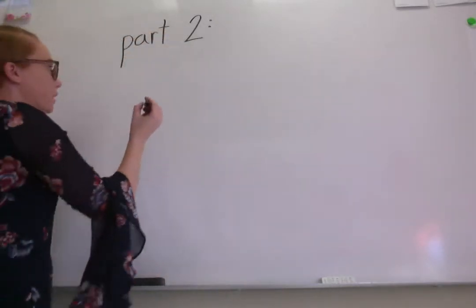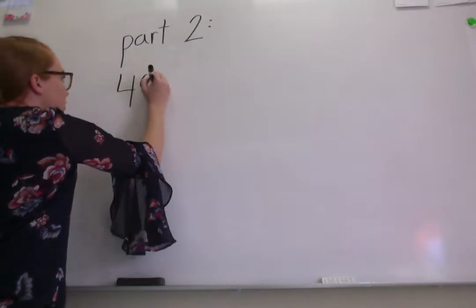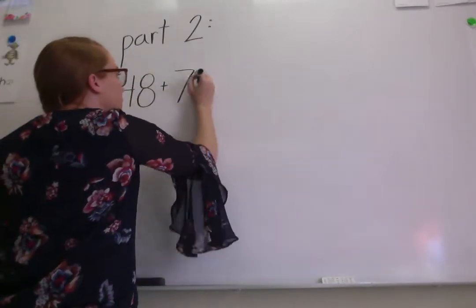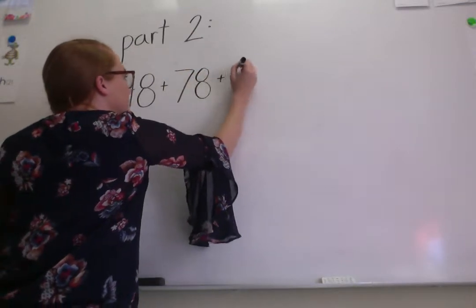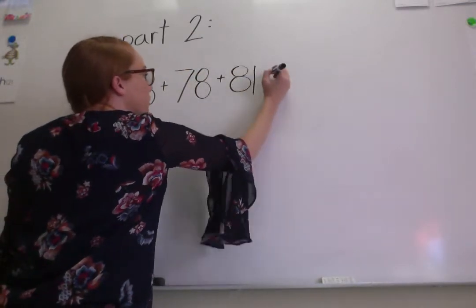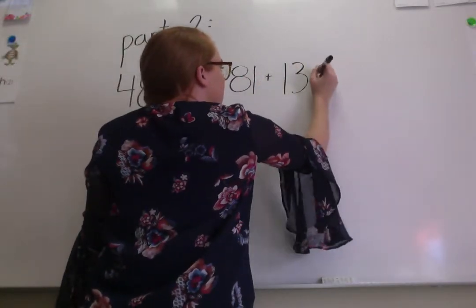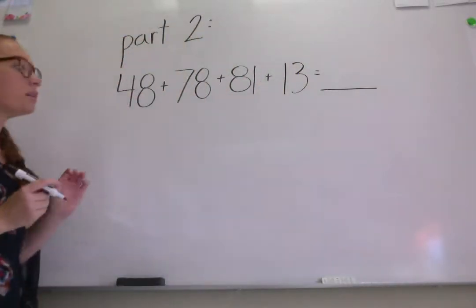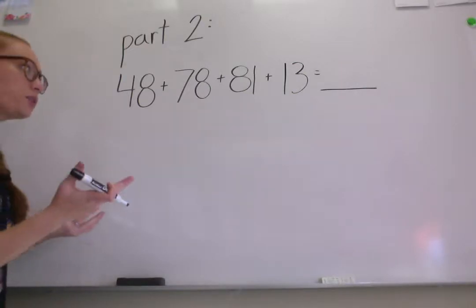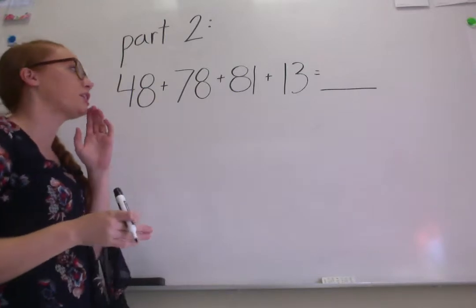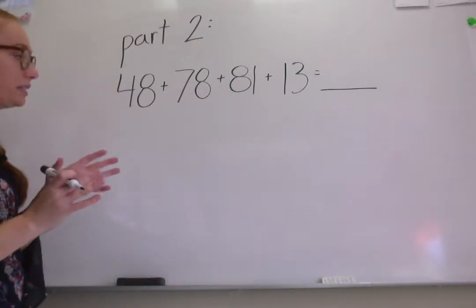Another example, what if it's asking the kids to add 4 numbers? This can get tricky and kind of messy. 48 plus 78 plus 81 plus 13 equals what? So for this problem, they could still use arrow way, they could still use vertical. Picture would be really messy. I don't think I would suggest picture, but they just need to do it in steps.